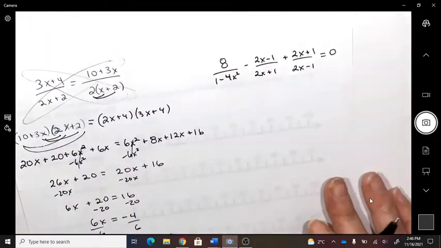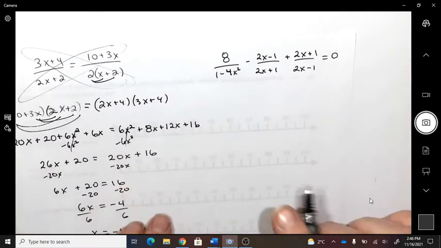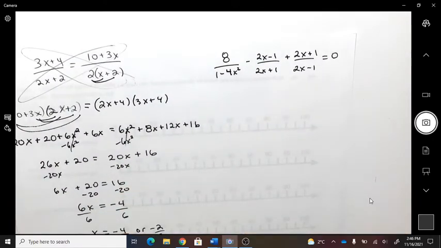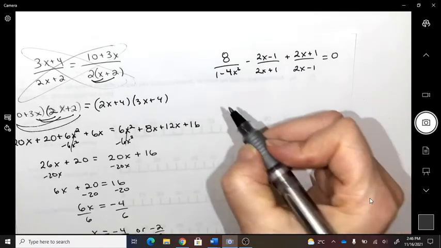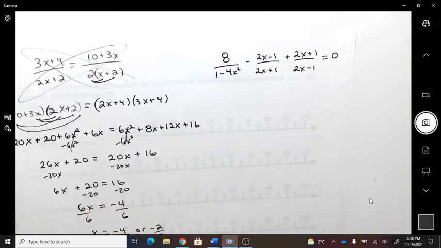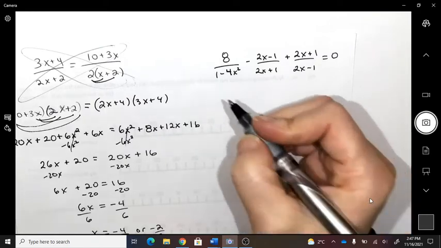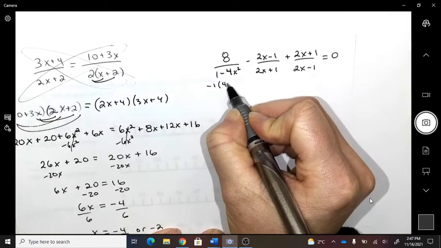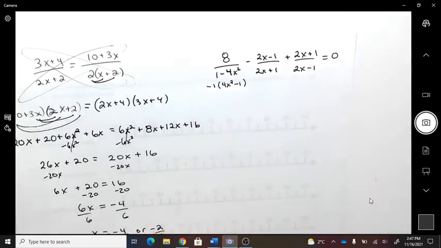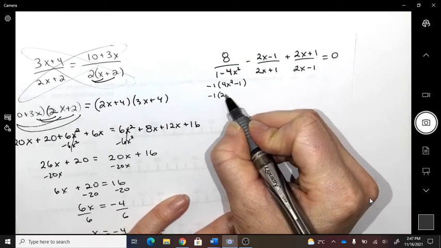Okay, so this is number 6 on your page. So first of all, do you think we're going to cross multiply or common denominator it? Common denominator it. So I'm going to factor this. What's the first instinct of the factoring on that? Negative out. So 4x squared minus 1. Now what? Difference of squares.